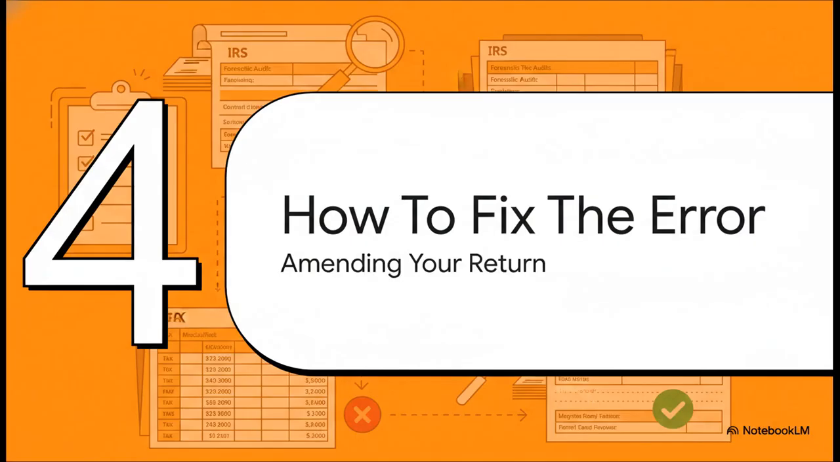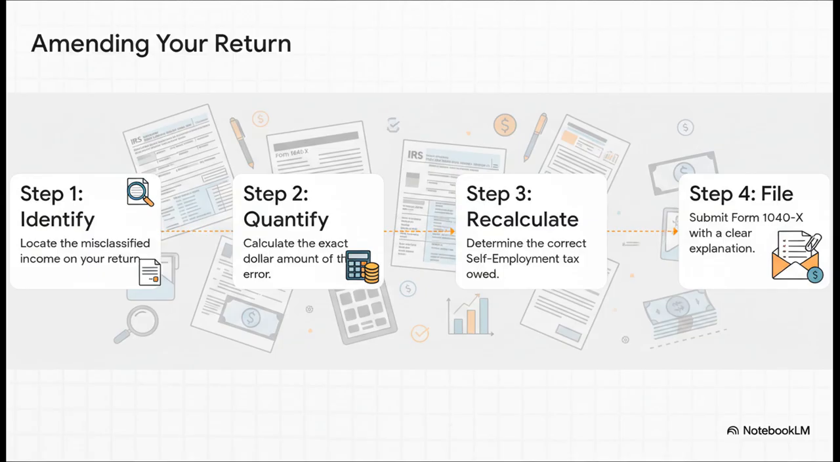All right, so let's say you've done your homework and whoops, you did in fact misclassify your income. First things first, don't panic. There's a clear step-by-step process for correcting the record with the IRS. The solution is to amend your return using Form 1040-X. Think of it like a 4-step mission. Step 1, go back to your original return and pinpoint the exact error. Step 2, quantify the precise dollar amount that was misclassified. Step 3, recalculate what the correct self-employment tax should have been. And finally, Step 4, file that 1040-X with a very clear explanation and all your documentation to back it up.